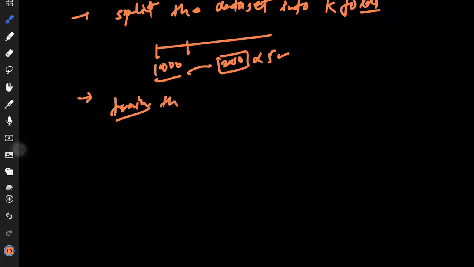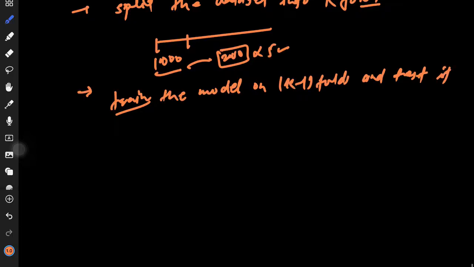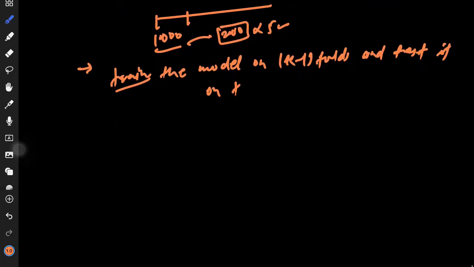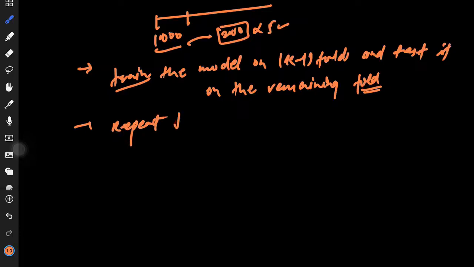In this we train the model on k-1 folds and test it on the remaining fold. Okay, then we repeat this process k times.